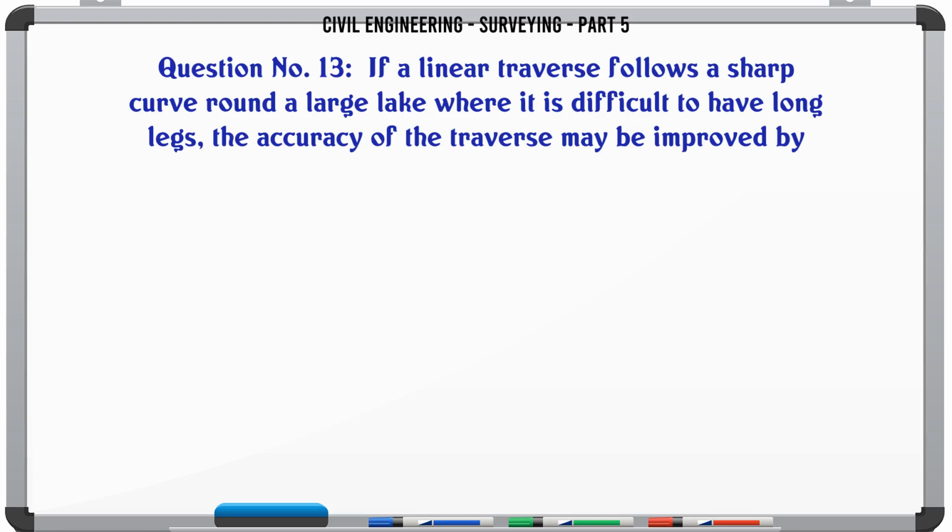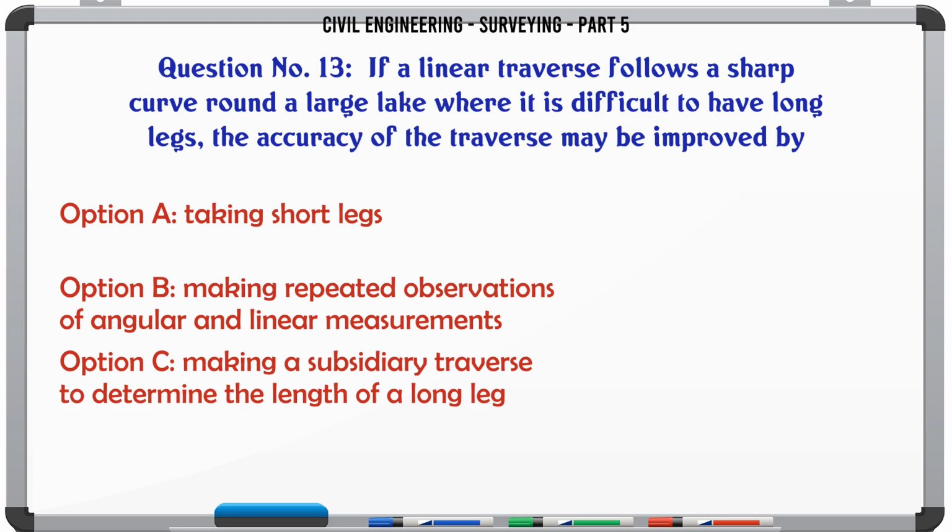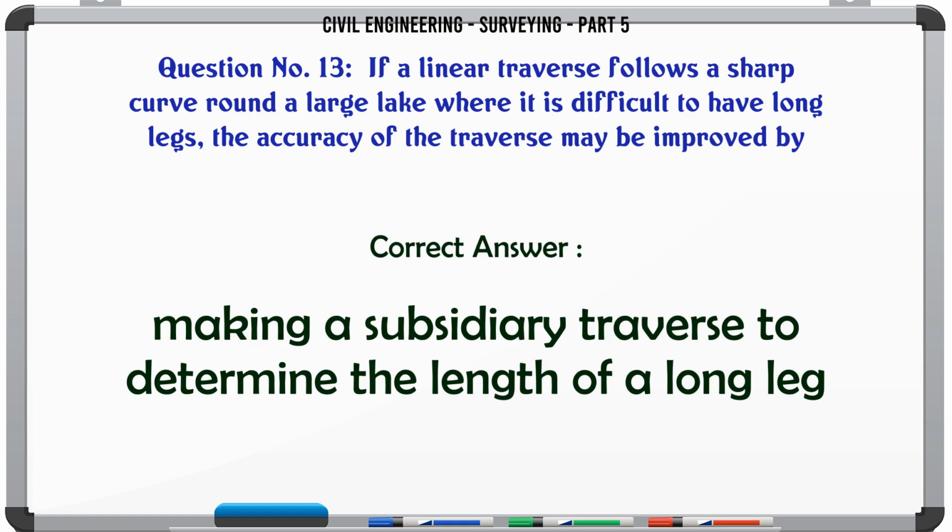If a linear traverse follows a sharp curve round a large lake where it is difficult to have long legs, the accuracy of the traverse may be improved by: A. Taking short legs, B. Making repeated observations of angular and linear measurements, C. Making a subsidiary traverse to determine the length of a long leg, D. All the above. The correct answer is making a subsidiary traverse to determine the length of a long leg.